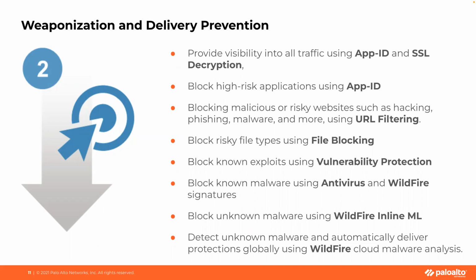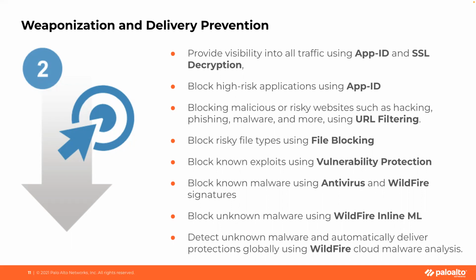When it comes to file-based malware, we can block it using antivirus and WildFire signatures. So if we decided to allow executables using file blocking, and the executable comes from a trusted website, we can still apply antivirus and WildFire signatures and detect bad files inside of otherwise trusted connections.